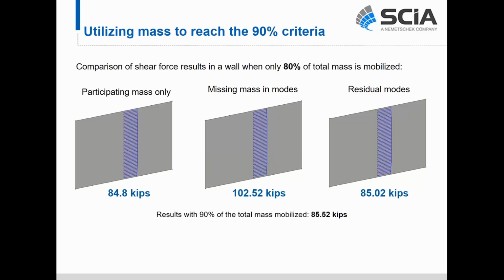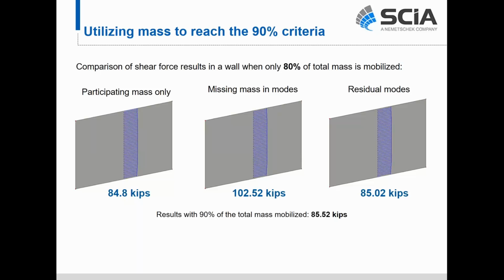And so here's just a little example. This was the same kind of project, the same wall. Just a quick comparison. This is when 80% of the total mass was mobilized. So we've got the participating mass, the missing mass, obviously, which is going to create a lot more, and then that residual modes.